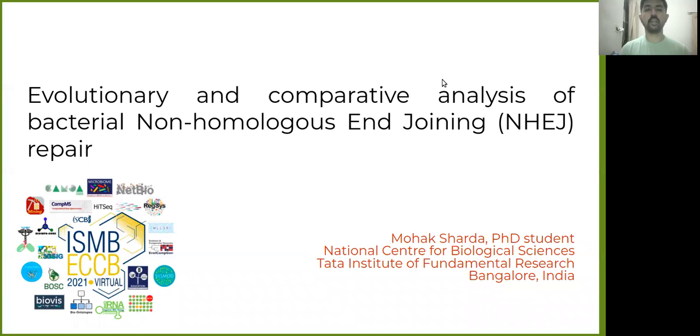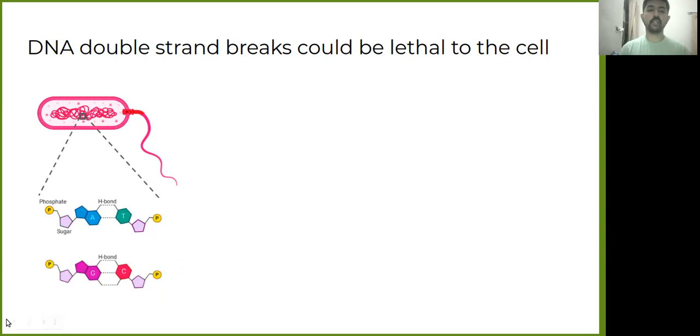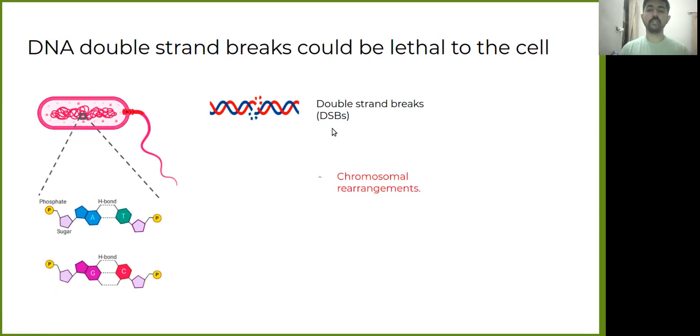Hello everyone, I'm Mohak, and in the talk today I'll discuss the evolution of the non-homologous end joining repair pathway across bacteria over macroevolutionary timescales. DNA is prone to a number of different kinds of insults, and one of the most lethal is an attack on the sugar phosphate backbone that can lead to double-strand breaks in the DNA, which can cause chromosomal rearrangements and in severe cases can lead to cell death.